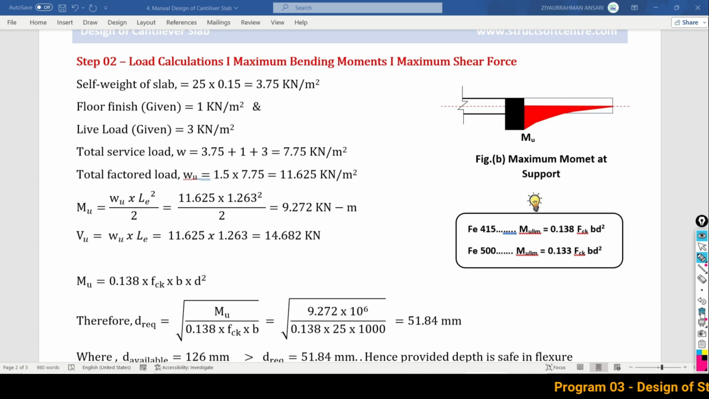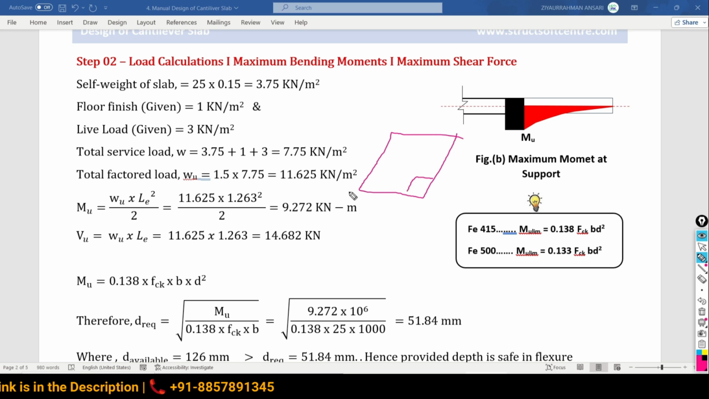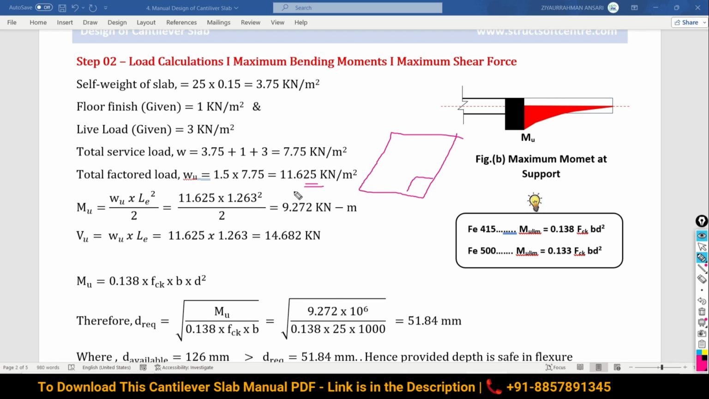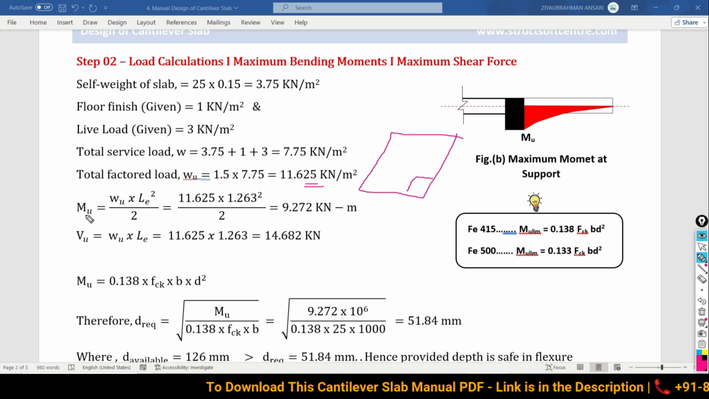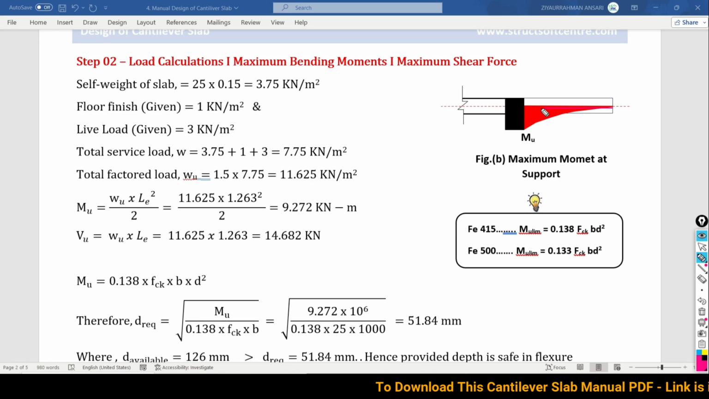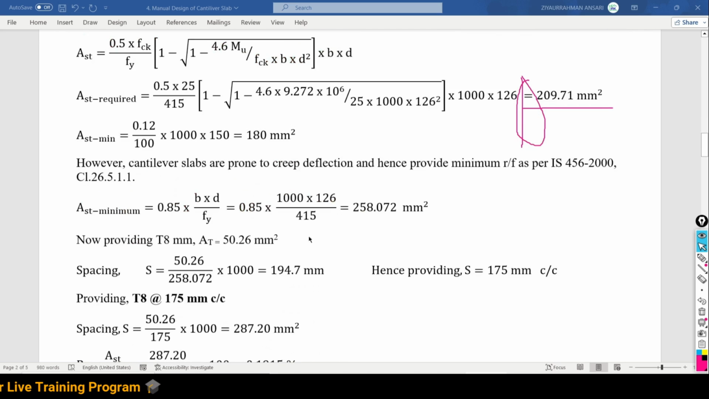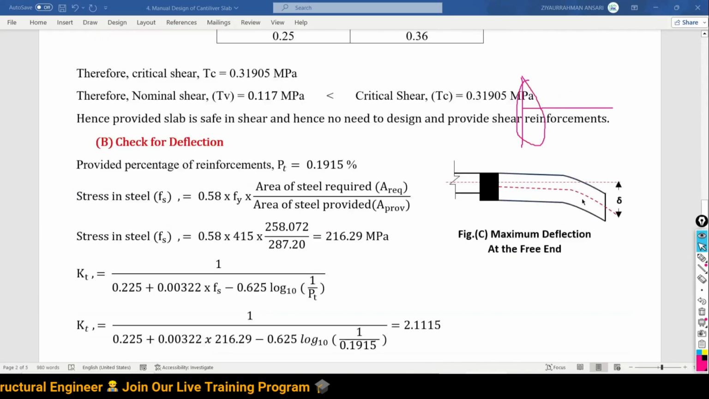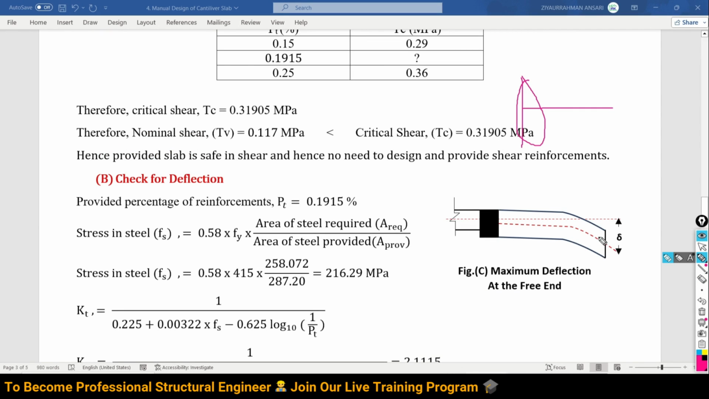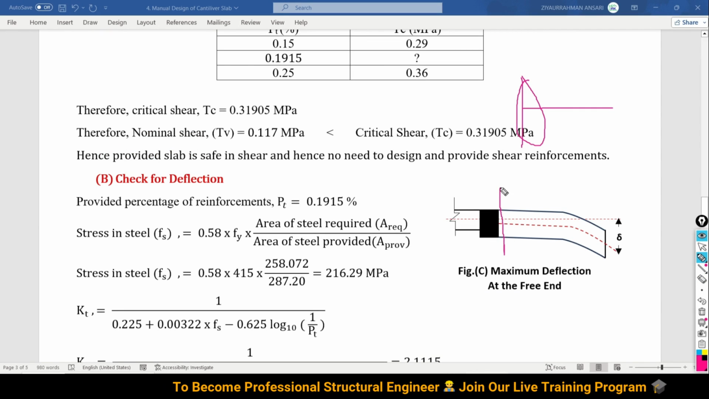Now for this loading, total load per meter square, suppose this is the slab. For 1 meter of the slab, how much load is there? 11.625. This is the total factored load. Now I want to know the moment. As it is a cantilever slab, you know very well that for the cantilever slab, the maximum moment is going to act at the support. Your slab is going to deflect like this. Let me show you. So the maximum moment is going to be developed at the face of the support.